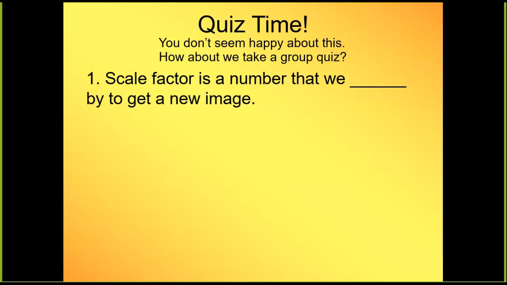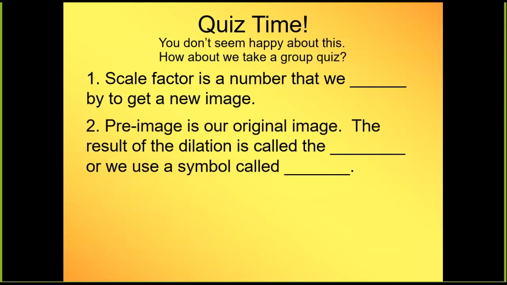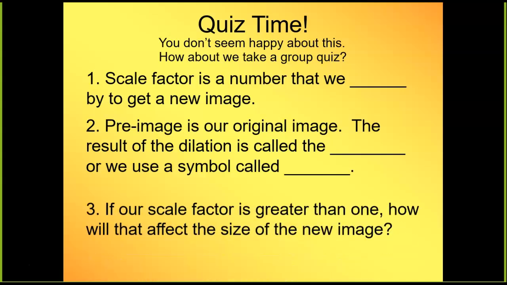Scale factor is a number that we blank by to get the new image. Think about it. Don't shout it. What are we doing to that scale factor to get the new image? Everybody. Multiply. Good. Scale factor is that number that we multiply. Is it a number that we can divide? No. The pre-image is our original image. The result of the dilation is called the, everybody, the new image. Or we can use that symbol called what? Prime. Good job.